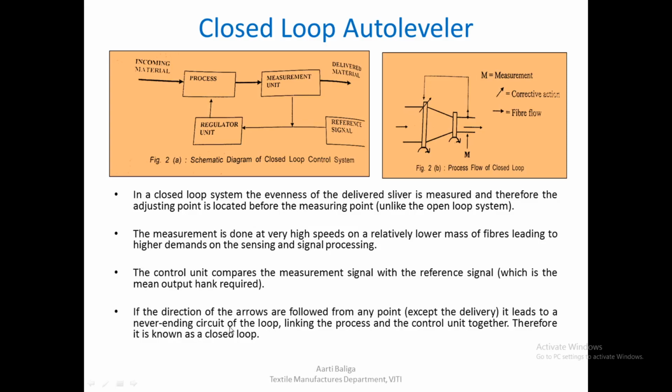If the direction of the arrows is followed from any point, like we just saw earlier, from any point other than the delivery, once it's delivered, it's out. But any point you begin, it leads to a never-ending circuit of loop linking the process and the control unit together. Therefore, the name here, closed loop control system.